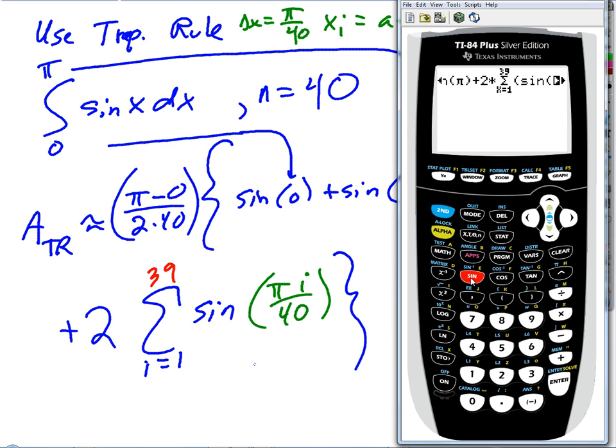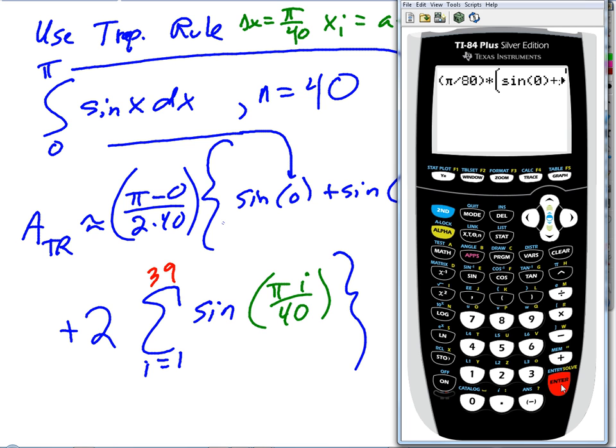Sine of the quantity, and it's already given me the quantity there. Pi times i, or pi x, right? We're using x. Pi x divided by 40. Let's see, close the sine for me, but I have to close the other, because I've got this open set of parentheses there. So I'll close that, and now I think I got it. If I hit enter, that's it. Okay. That's for 40 trapezoids, that's what we get.